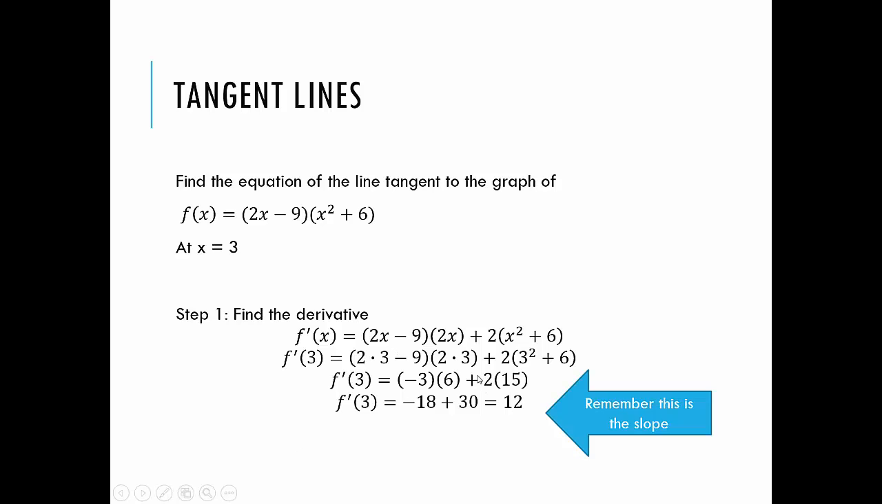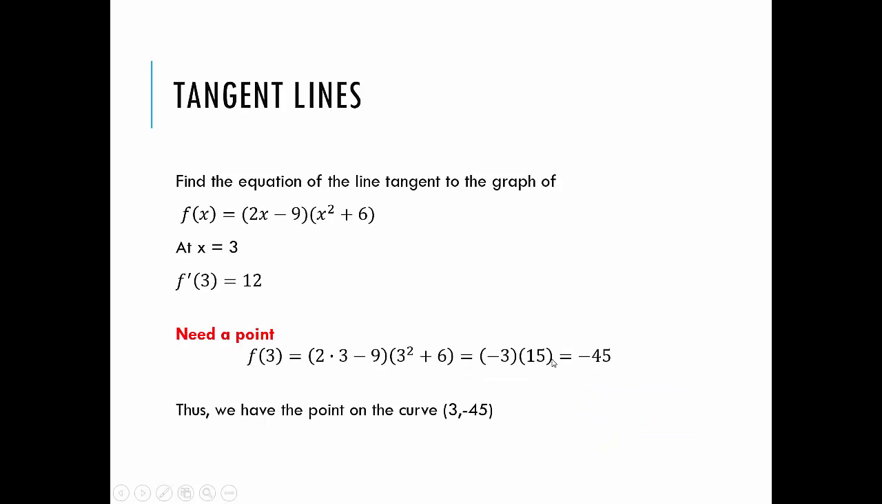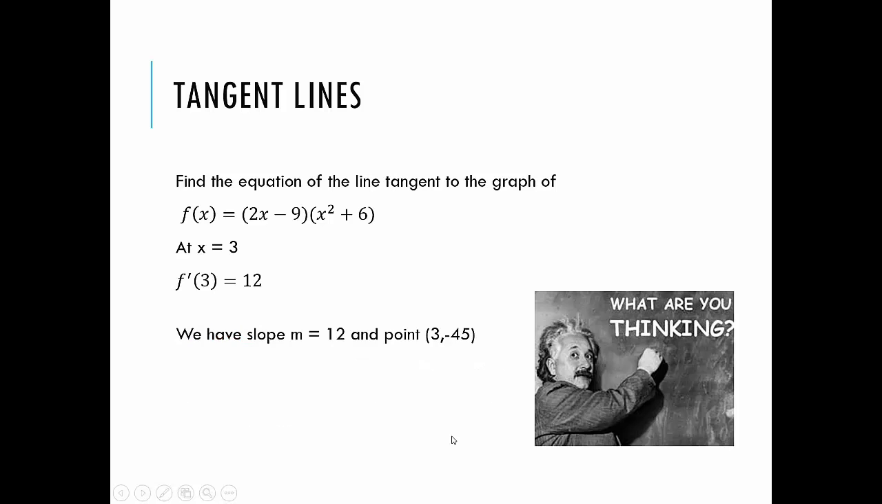So now that I have the slope, I need a point. Well, I have x equals 3. I could plug in 3 to my original equation and get my y value. So I know I have the point on the curve. This is actually my point that I'm trying to use to get the equation of the tangent line. I have a slope. I have a point. I know what you're thinking, right? y minus y1 equals m times x minus x1. Good thinking, because I have a slope and I have a point. So I'd use point slope form.